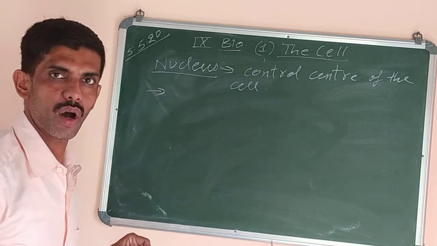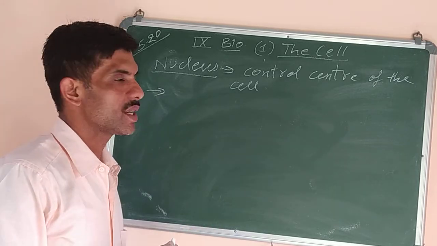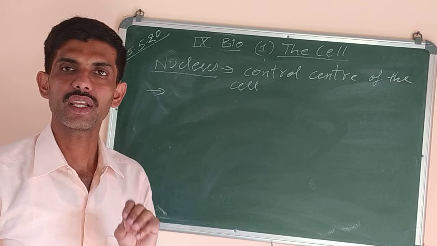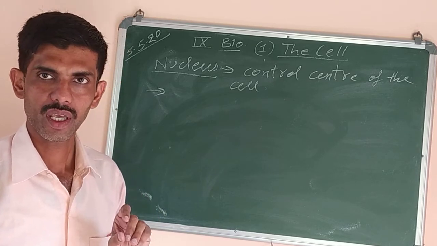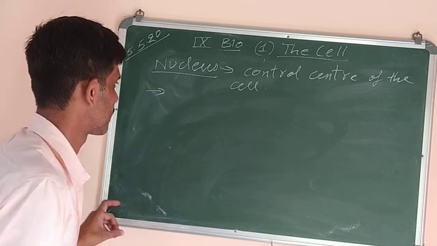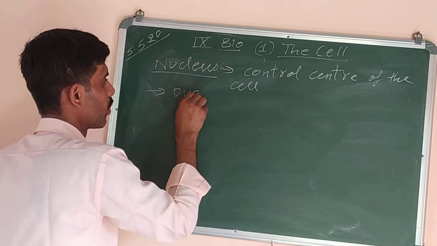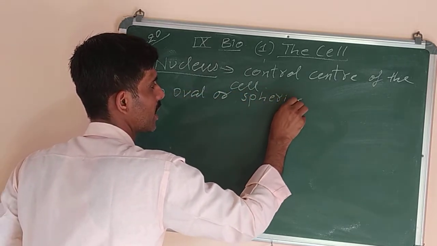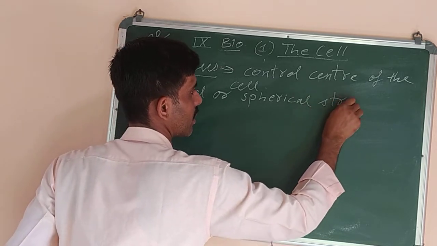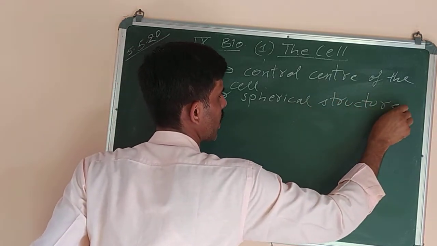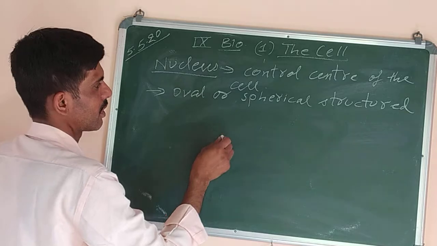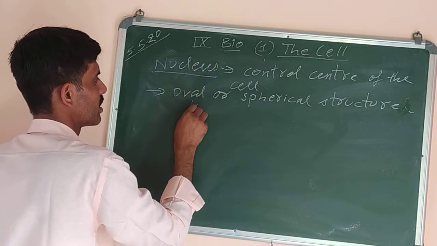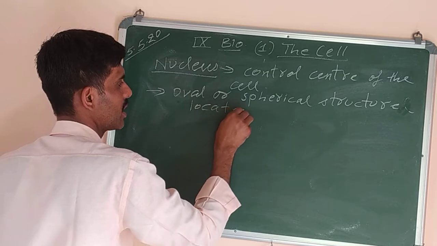This nucleus is generally an oval or spherical structure which is present in all the living cells, generally located in the center of the cell.